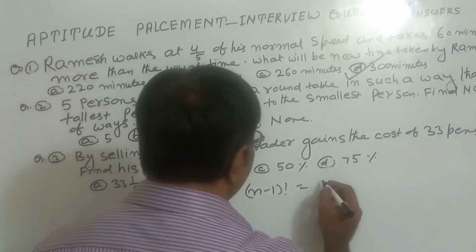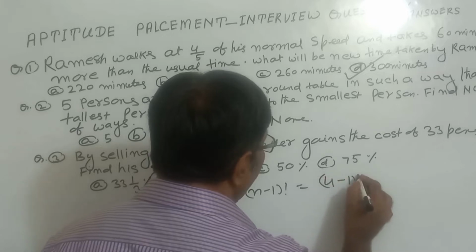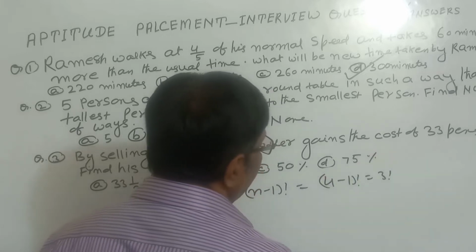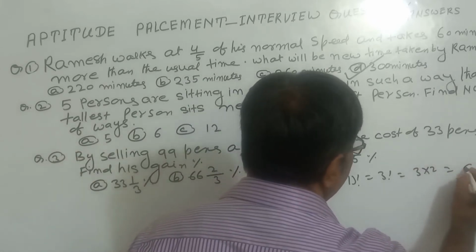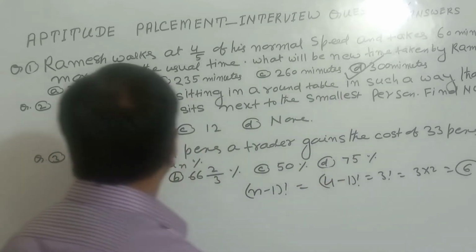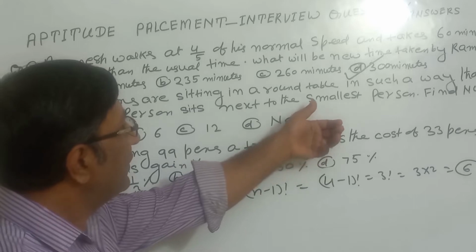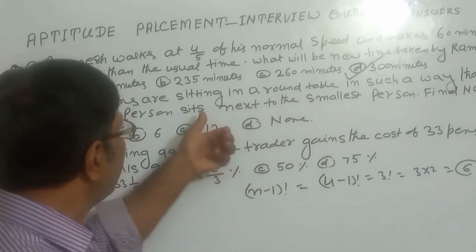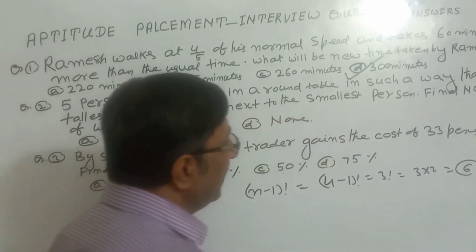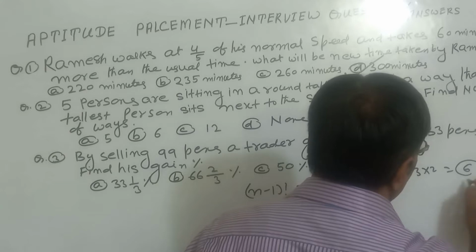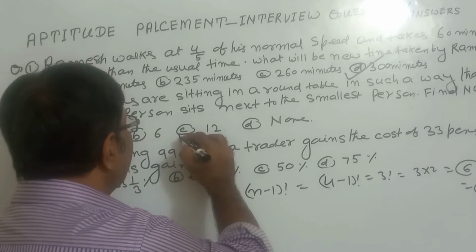So this is how much? That is 4 minus 1 factorial. So this is how much? 3 factorial, which is 3 into 2, that is 6. But here the condition is that the tallest person sits next to the smallest person. So there are two ways. Sometimes the smallest person is here and the tallest person here, sometimes the tallest person here and the smallest next to them. So we will multiply this by 2 also. So we get how much? 6 into 2, 12. So our correct answer is 12.